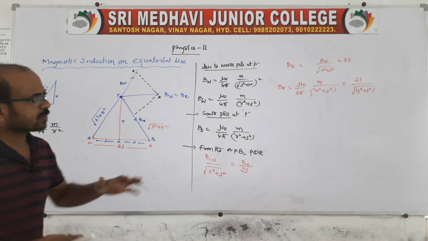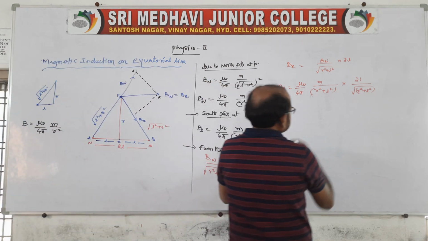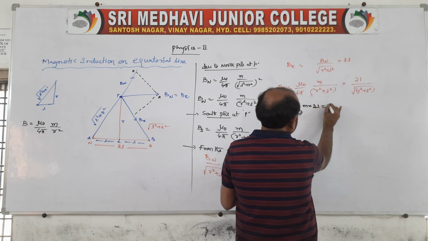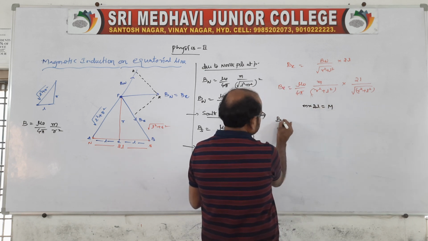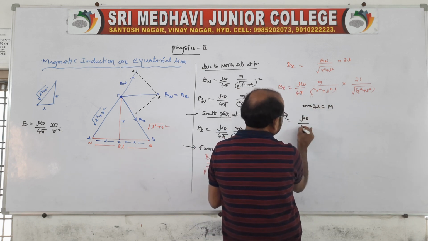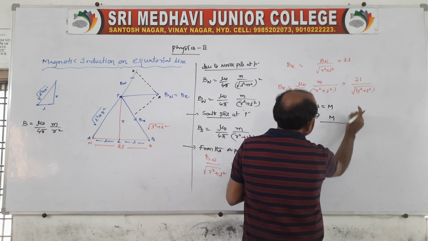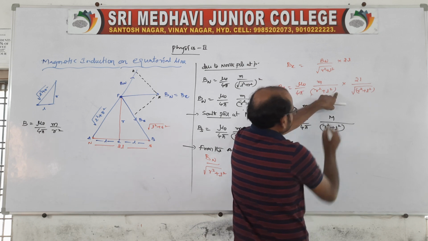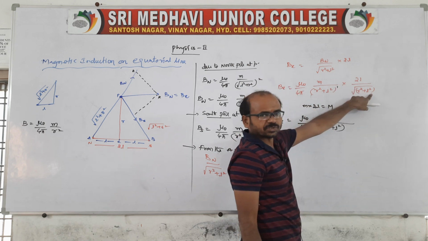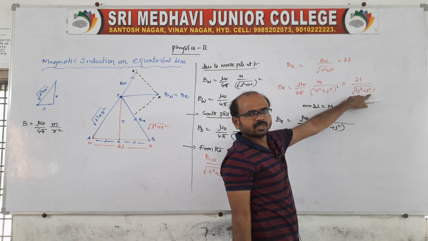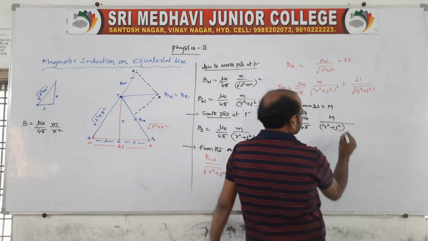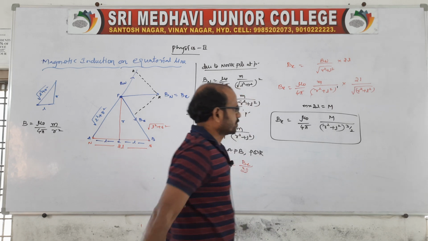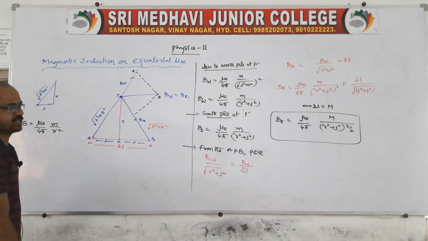Everyone following? Now we can also write small m into 2L. Small m into 2L is nothing but capital M. Then B equatorial is equal to mu naught by 4 pi into capital M by R square plus L square. This power is 1 and this power is 1 by 2. The bases are the same, so the powers will be added, therefore we get 3/2. It is nothing but the magnetic induction on the equatorial line.